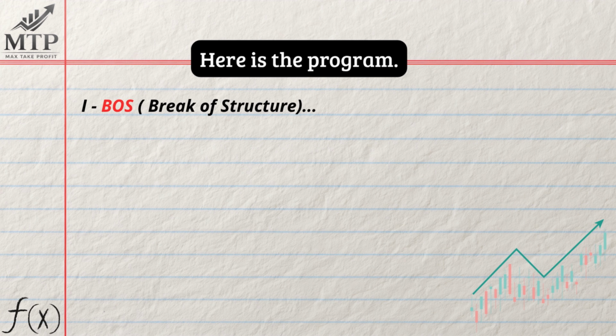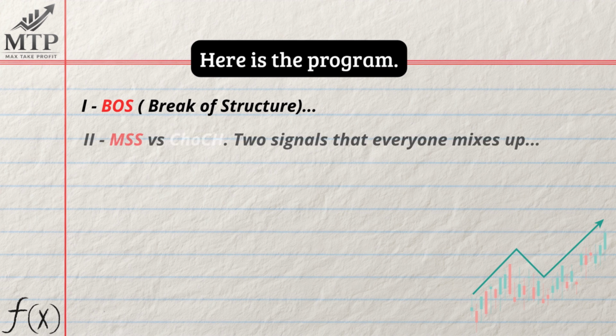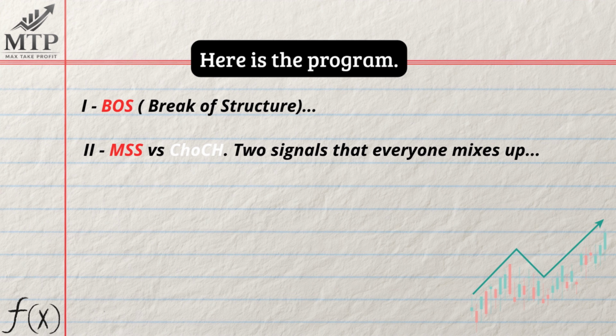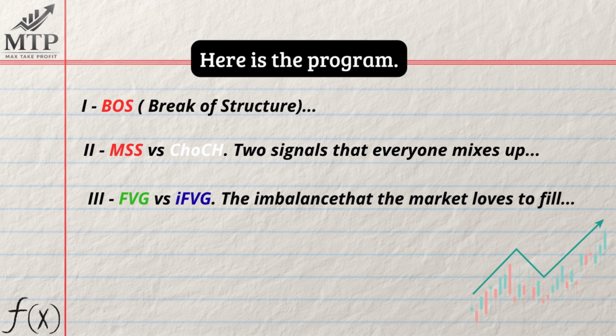Here is the program. 1. The BOS. Break of structure. The foundation. And yet, so many traders misread it. I'll show you the difference between a valid BOS and a fake one. 2. MSS versus CHoCH. 2 signals that everyone mixes up. I'll give you the clear definition so you never doubt again. 3. FVG versus IFVG. The imbalance that the market loves to fill. But do you know when it becomes a trap?